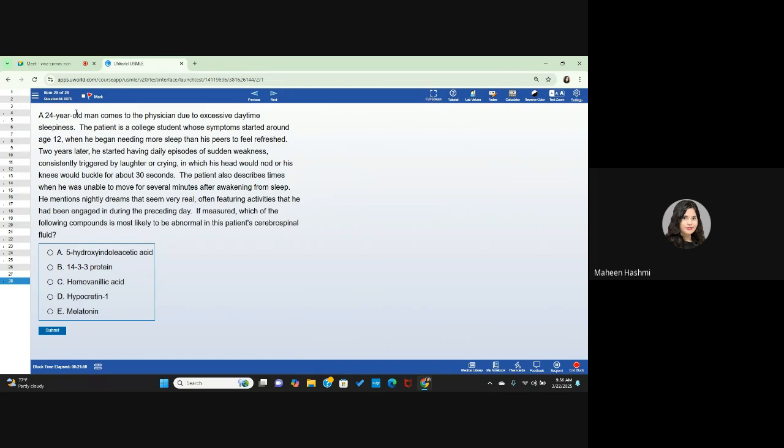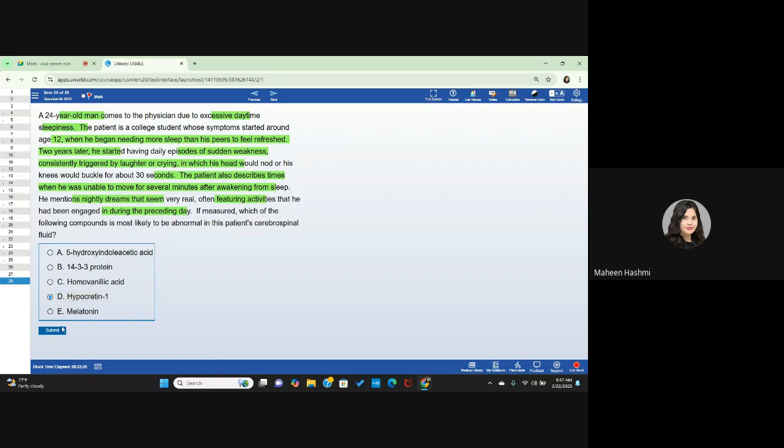All right, 24-year-old man, daytime sleepiness. The patient is a college student whose symptoms started around age 12, and he began needing more sleep than his peers to feel refreshed. Two years ago, he started having daily episodes of sudden weakness, consistently triggered by laughter or crying. I think I told you guys this. Nightly dreams, often real, engaged. What's the answer? Excessive daytime sleepiness. Narcolepsy. I told you guys to go for it.